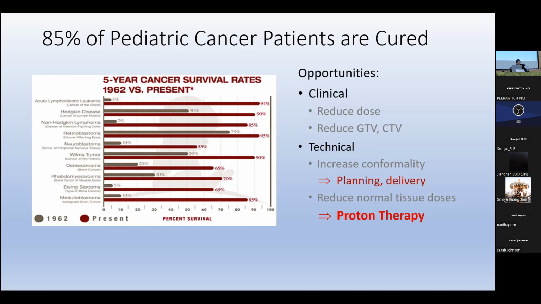So what we want to be able to do is reduce the dose to normal tissues and increase that conformality, how well we can actually conform the radiation to the tumor, again, so we spare the normal tissue.